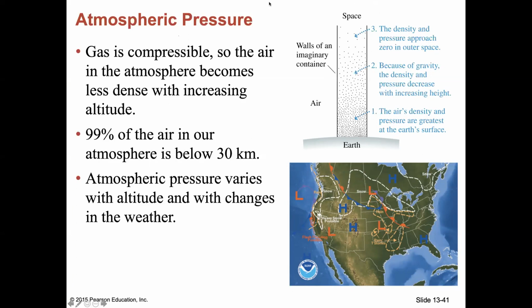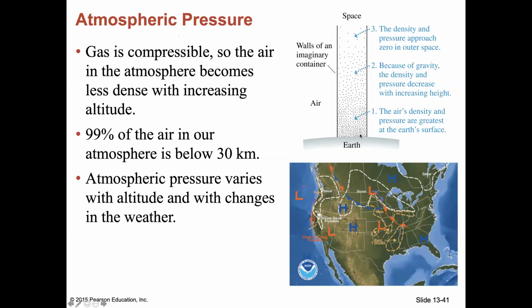Okay, now let's look at the atmospheric pressure. On Earth, there's a gas. There's air, and gas is compressible. So the air in the atmosphere becomes less dense with increasing altitude.